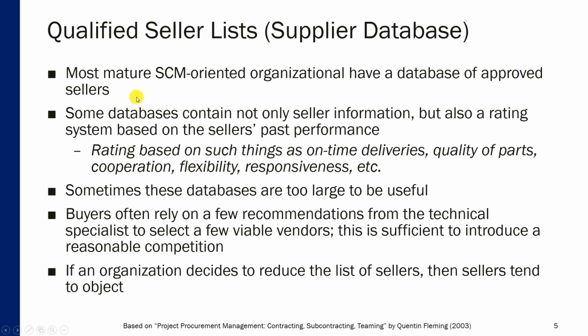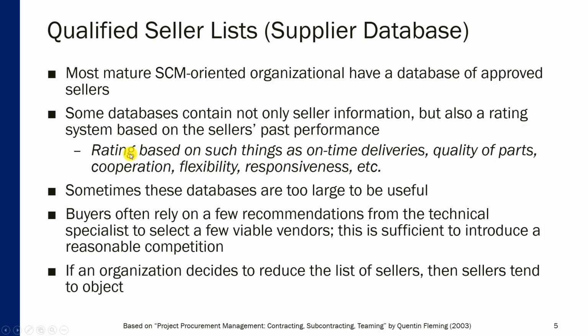Now, a lot of mature supply chain oriented organizations have a database of previously approved sellers. So this is something that in a way can make the job of soliciting information from vendors easier, because you know in the first place what vendors you can potentially contact about a buy item that you need for your project. Now, oftentimes those databases contain not only seller information, let's say contact information and what those sellers do, but also a rating system based on the seller's past performance.